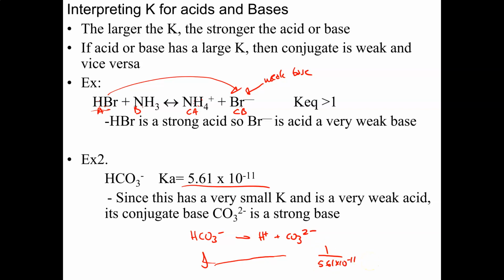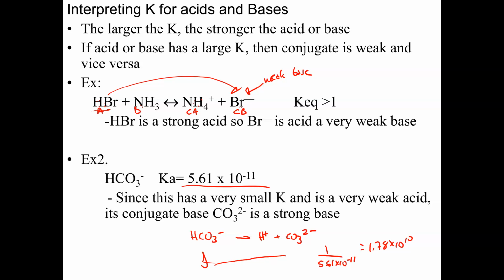And I'll run that through the calculator right now just to verify that. 1 divided by 5.61 times 10 to the negative 11. You get 1.78 times 10 to the 10th. Look how large that K is.